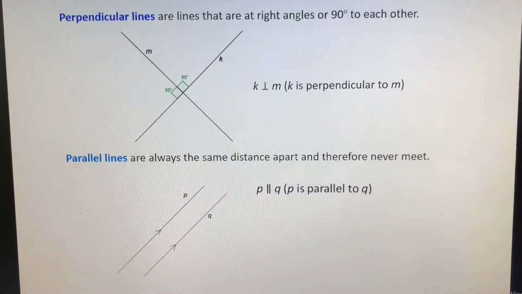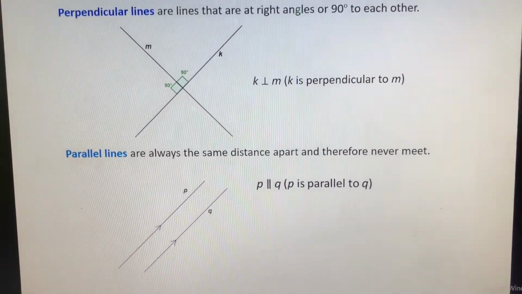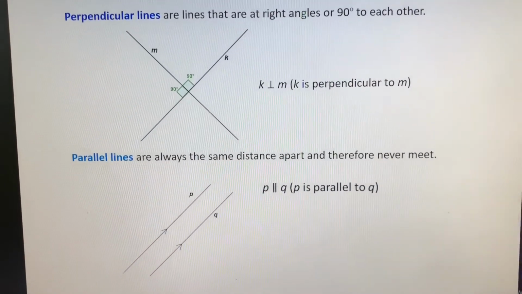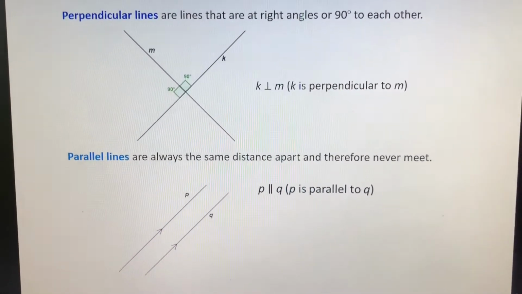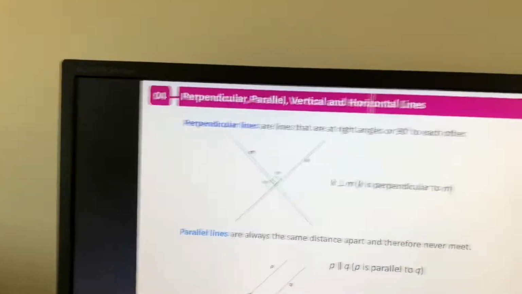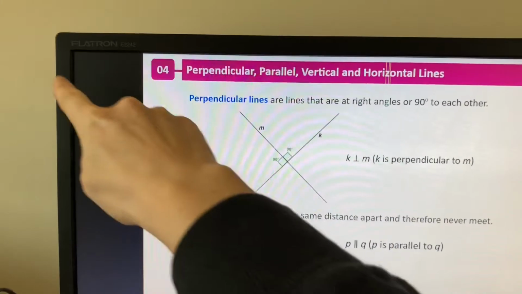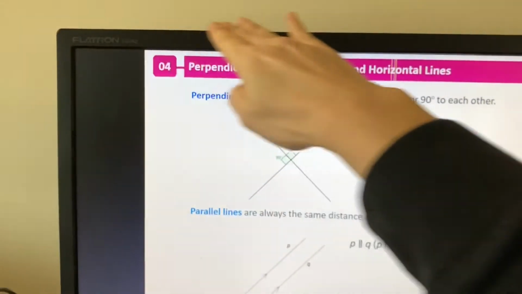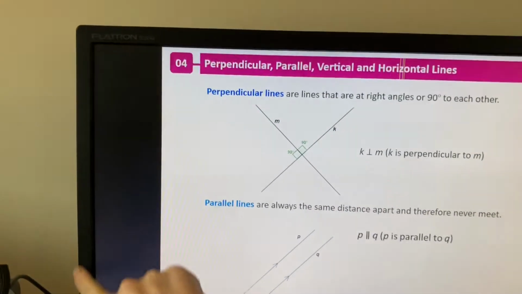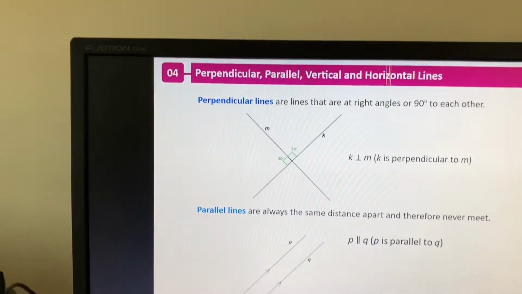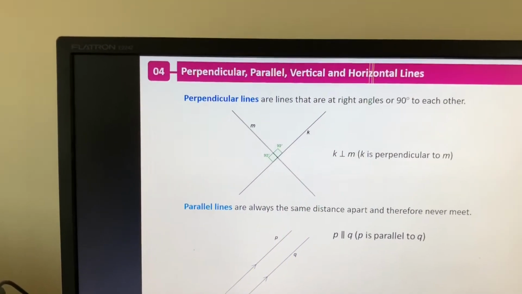You can find lots of perpendicular and parallel lines all around you. Take a look around your room. Can you see a lot of them? Well, the corner of my computer screen, that makes 90 degrees. That means this top and the side are both perpendicular to each other. They've created a 90-degree angle, a right angle.